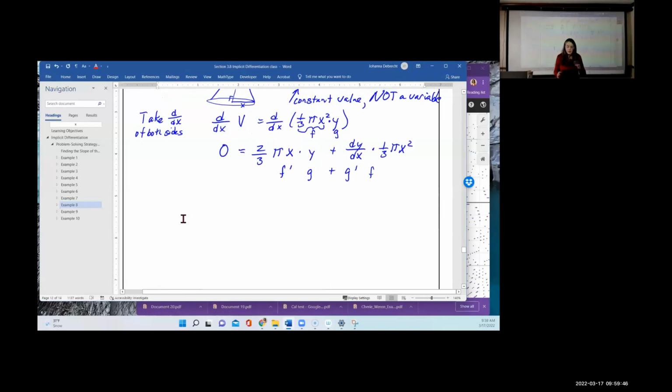My next step is to isolate my dy/dx terms. I could simplify it a little bit. Let's simplify. I would probably move the 0 over to the other side, so I would have 2/3 pi xy plus 1/3 pi x squared dy/dx. That's probably how I would write it, equals 0. And then we want to isolate the dy/dx term.